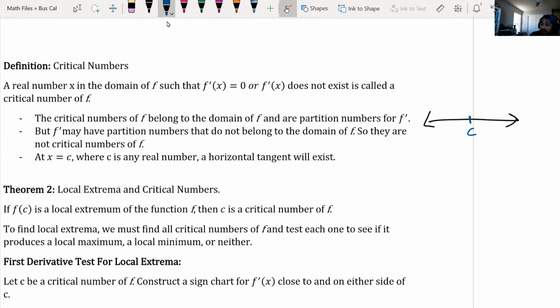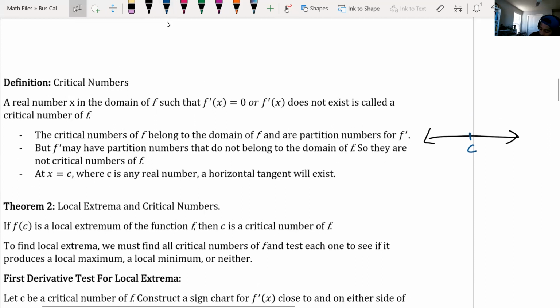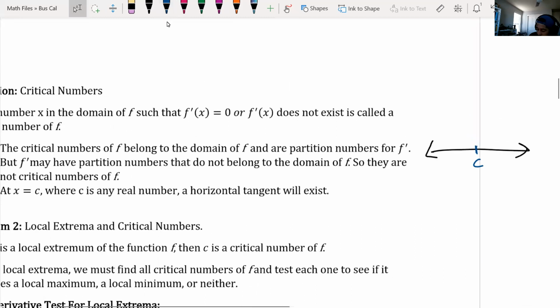And then the third one says, at a critical number, x equals c, where c is any real number, a horizontal tangent will exist. So what that means is that at a local minimum or a local maximum, you will always have a horizontal tangent line. And I can draw a little graph of that. Let's say, here's my graph. And let's just say I have a local minimum and a local maximum.